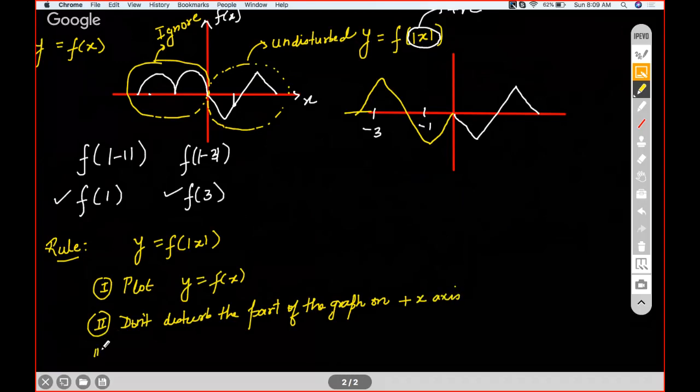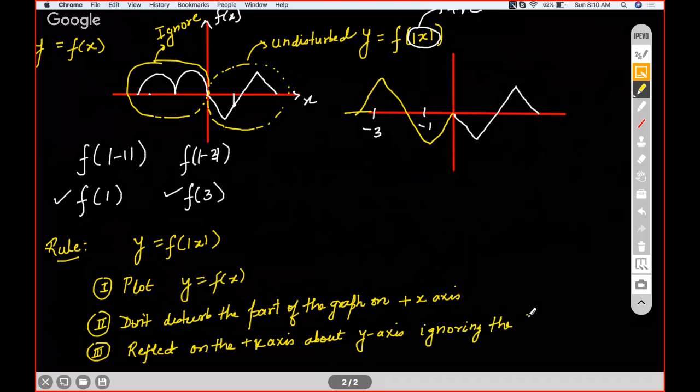And the third step is, reflect the graph on the positive x-axis about the y-axis, ignoring the part which was already on the negative x-axis. So it is reflected across the y-axis, and then you ignore what was already on the negative x-axis.